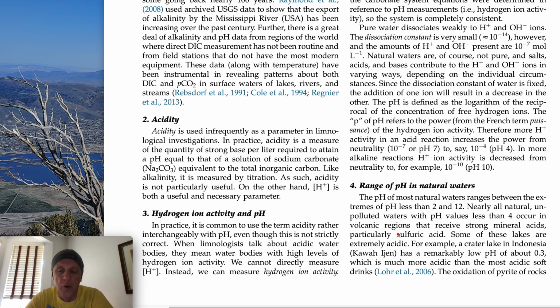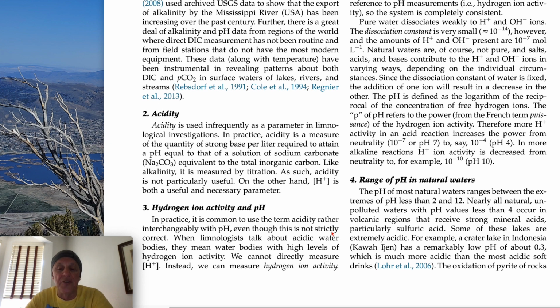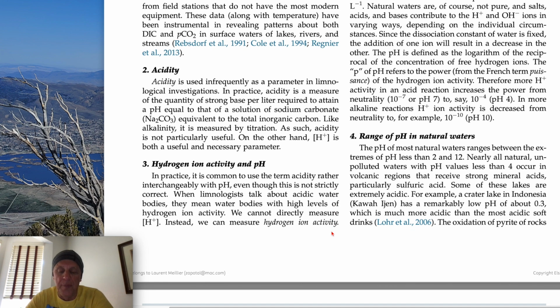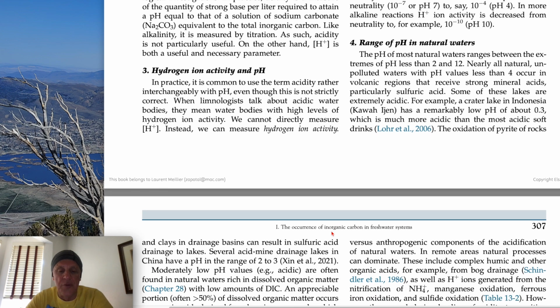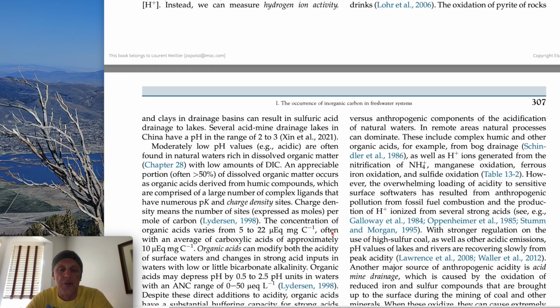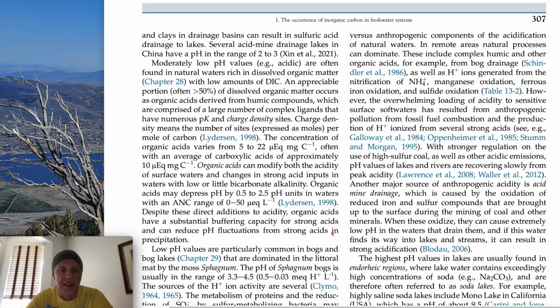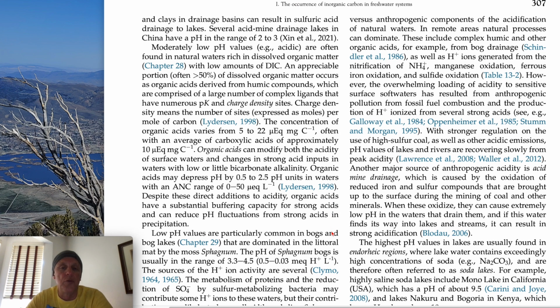The pH of most natural waters ranges between the extremes of pH less than 2 and 12. Nearly all natural unpolluted waters with pH values less than 4 occur in volcanic regions that receive strong mineral acids, particularly sulfuric acid. Some of these lakes are extremely acidic. For example, a crater lake in Indonesia has a remarkably low pH of about 0.3, which is much more acidic than the most acidic soft drink. The oxidation of pyrites, of rocks, and clays in drainage basins can result in sulfuric acid drainage to lakes. Several acid mine drainage lakes in China have a pH in the range of 2 to 3.